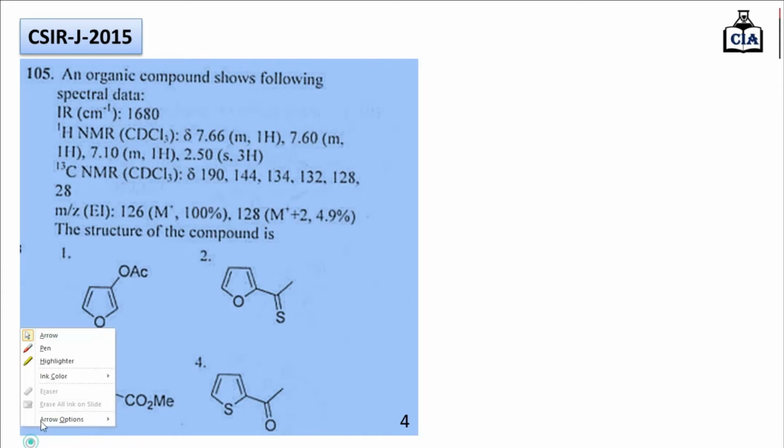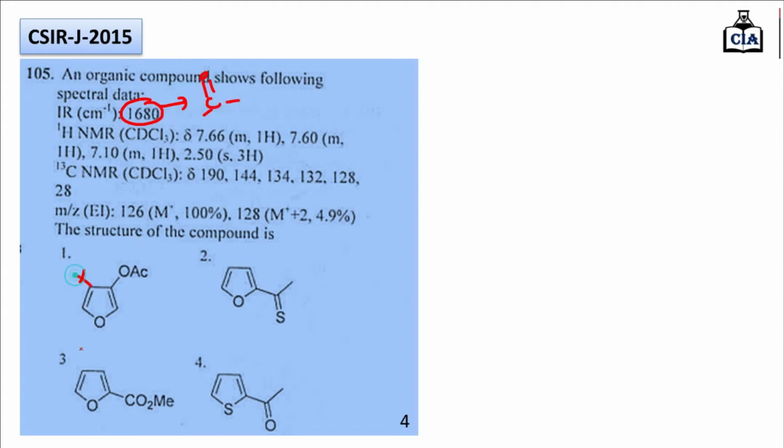Now the next question from CSIR June 2015. In this question we have to find out the correct structure for the organic compound. From the IR data it is observed that the compound contains a keto group. So option 1 and option 3 are wrong answers, and either option 2 or option 4 is the correct answer. Now if you look at this data, 2.50 singlet for 3 hydrogens, this indicates that the compound contains COCH3 functionality. Only option 4 has the COCH3 functionality, so option 4 is the correct answer.